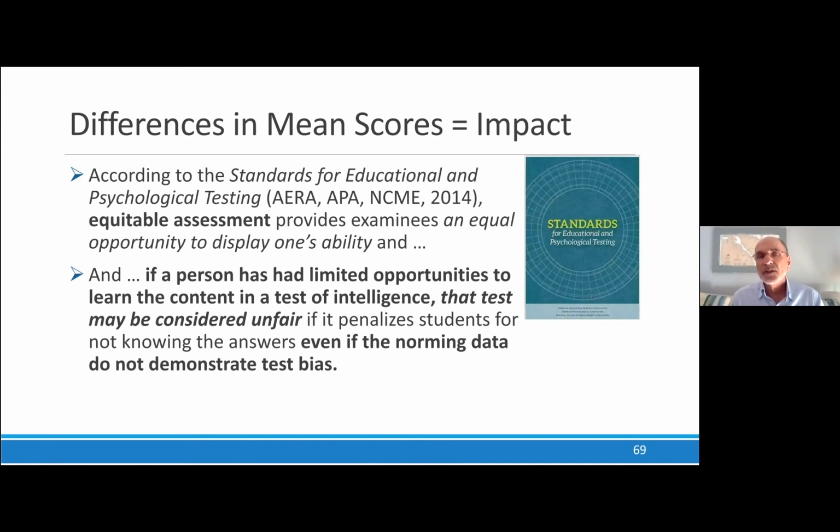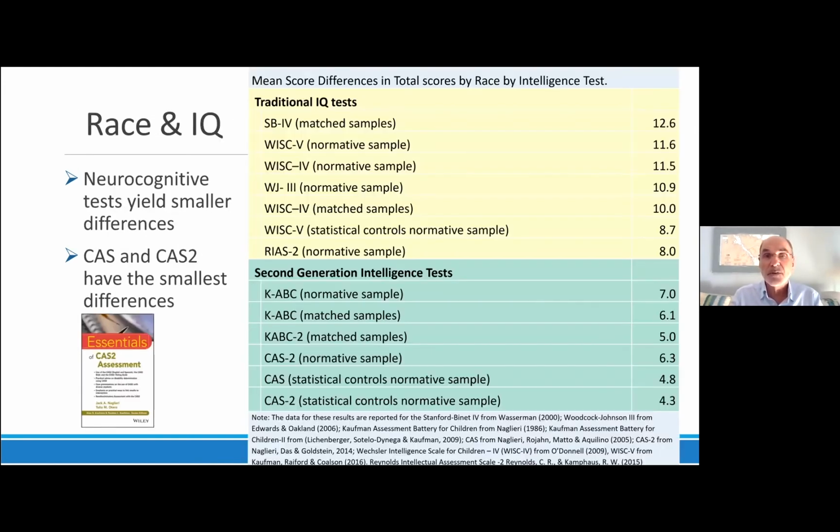So in other words, when you read in a test manual, "Oh, we studied test bias and we don't have any differential item functioning, we have similar factor structure, item gradients, and so on and so forth," but they don't ever talk about the impact, meaning mean score differences, and so they're not really covering the whole issue. Because that's what really impacts kids the most.